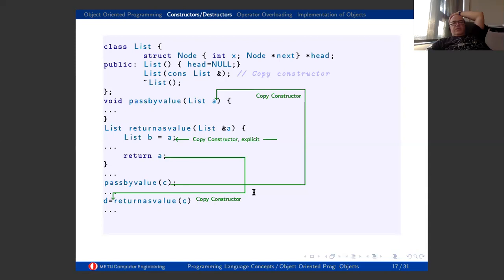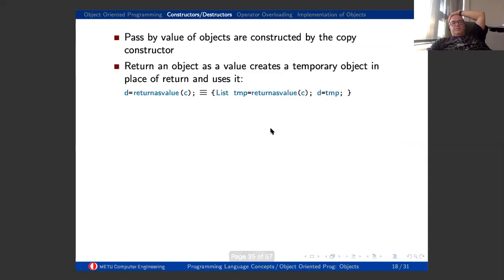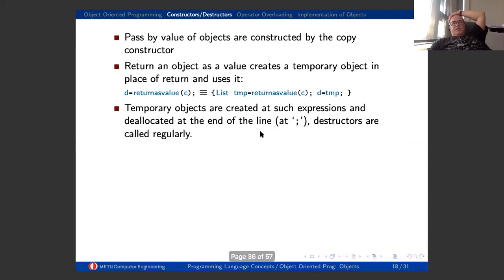This return value will create a temporary object, and that temporary object will be deallocated at the end of the statement. So those three positions should be properly handled through this copy constructor. And if you like, you can also handle assignment so that you make sure that nothing goes wrong. And to return an object is this temporary object case, and they are allocated at the end, the semicolon position.